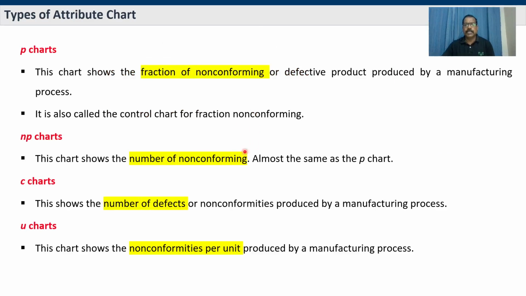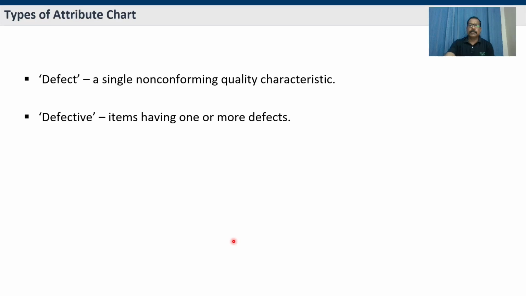Then it's the same repetition. I don't want to explain again, so remember some points. P chart: fraction of non-conformity, number of defects, and number of non-conformity per unit. Difference between defect and defective. A defect is a single non-conforming quality characteristic. Defective means items having one or more defects. That is a defective component, while a defect means a single non-conformity.